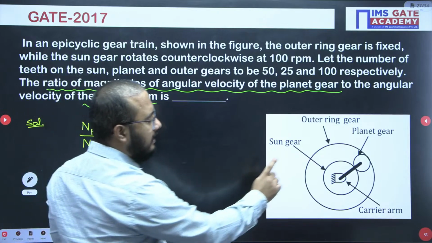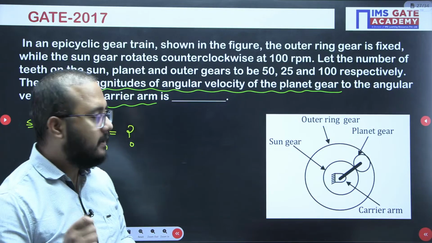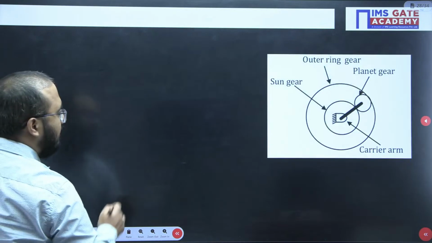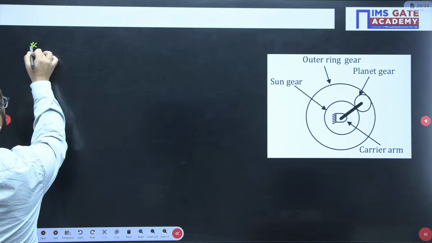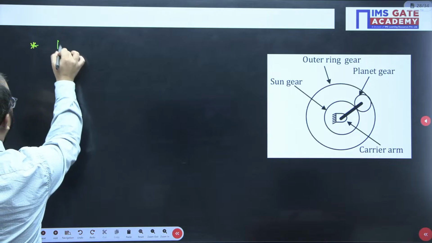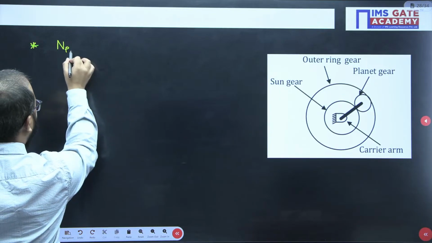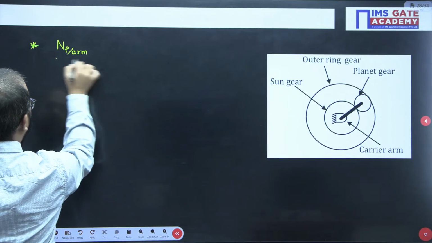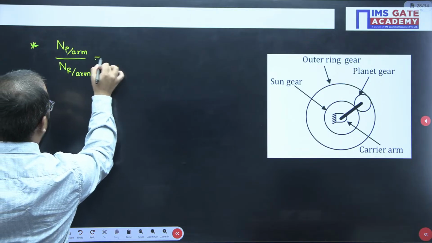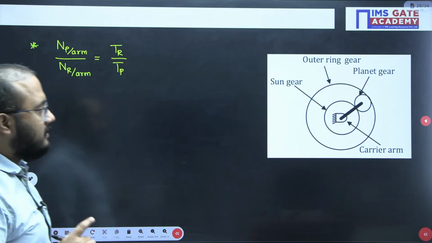I know that the planet gear is meshing with the ring gear, and that is internal gear meshing. So let us write down the relation here. Planet gear is meshing with the ring gear, so I can write planet with respect to arm divided by ring gear with respect to arm equals TR by TP. Okay, please understand this part.